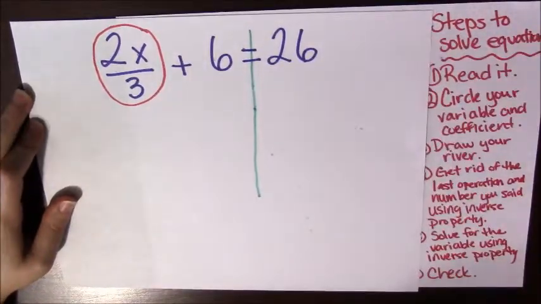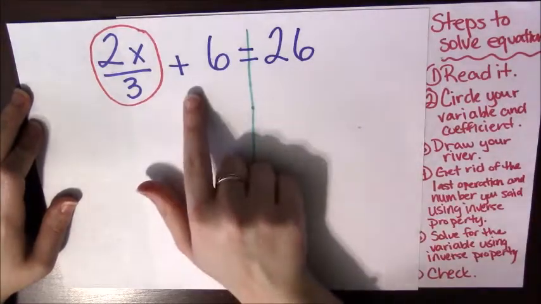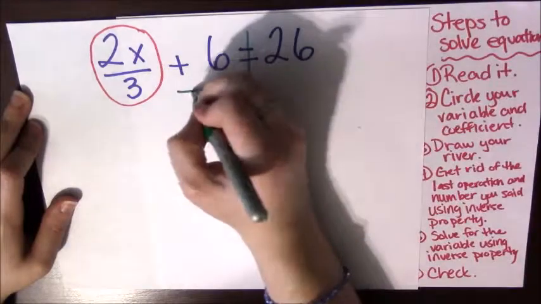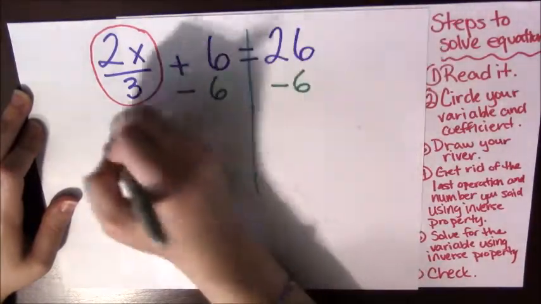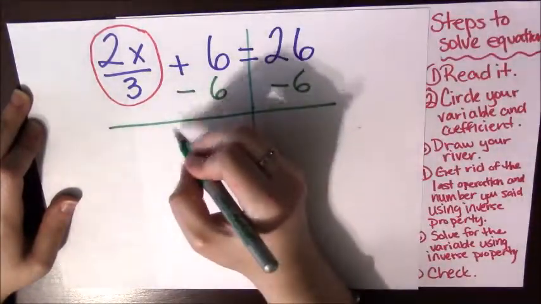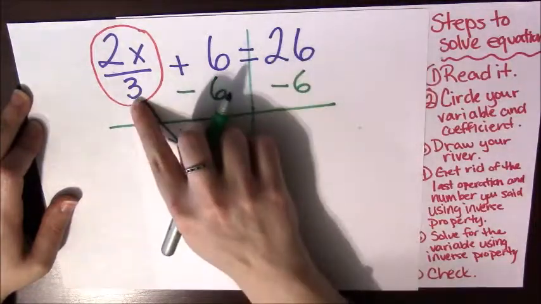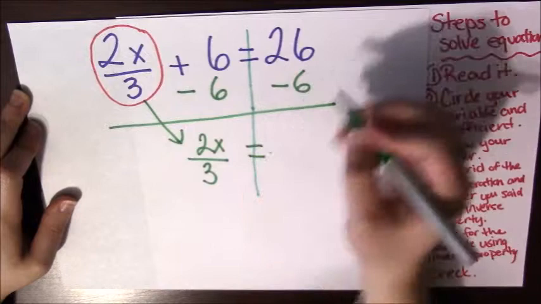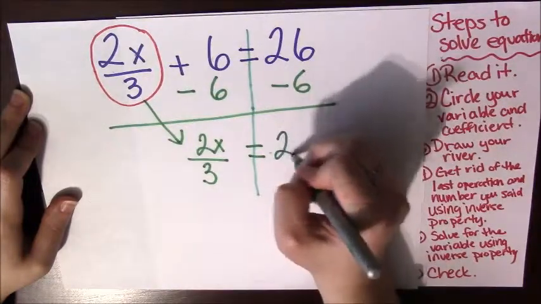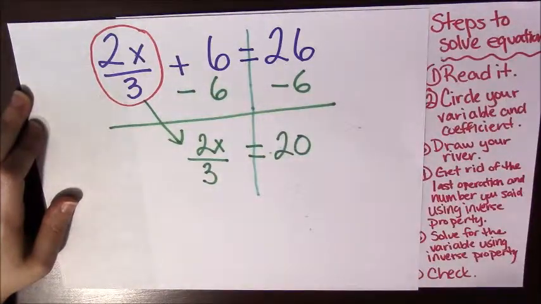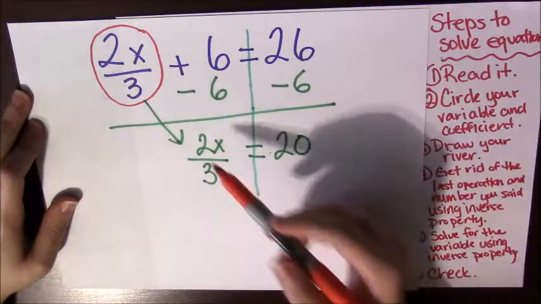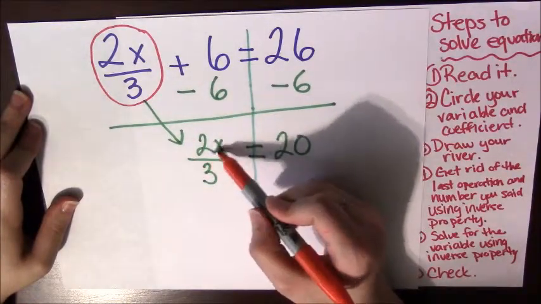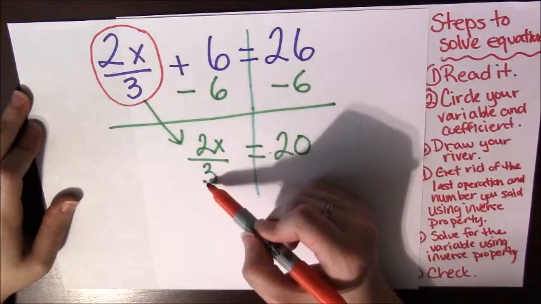Now I can get rid of what I didn't circle. Here I didn't circle plus 6, so the opposite of plus 6 is minus 6, so I subtract 6 from both sides. So I'm left with, on this side, bring down what I circled, 2x divided by 3 equals 26 minus 6 is 20. And now again, I know fractions can be a bit confusing, but let's go through. Here it says 2 times x, because they're together, no operation there, all divided by 3.